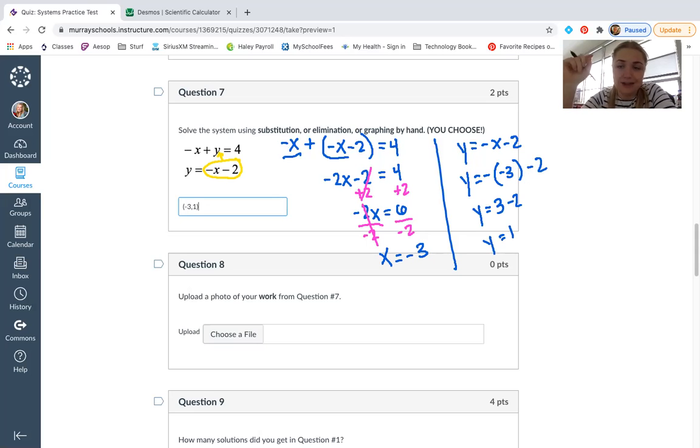I wrote 10 because I forgot to push shift. Okay, all of this work would be taken a picture of and uploaded for problem number 7.